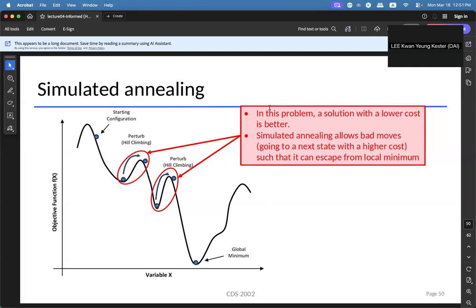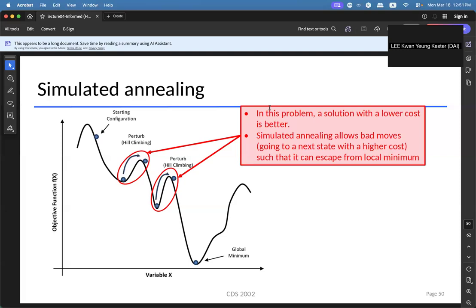So at the later stage of the search, we would assume that the algorithm should be quite close to the global minimum in the best case scenario. So we don't want to do a bad move that makes it jump away from the global maximum or global minimum. That is the reason why we gradually decrease the amount of bad moves allowed.